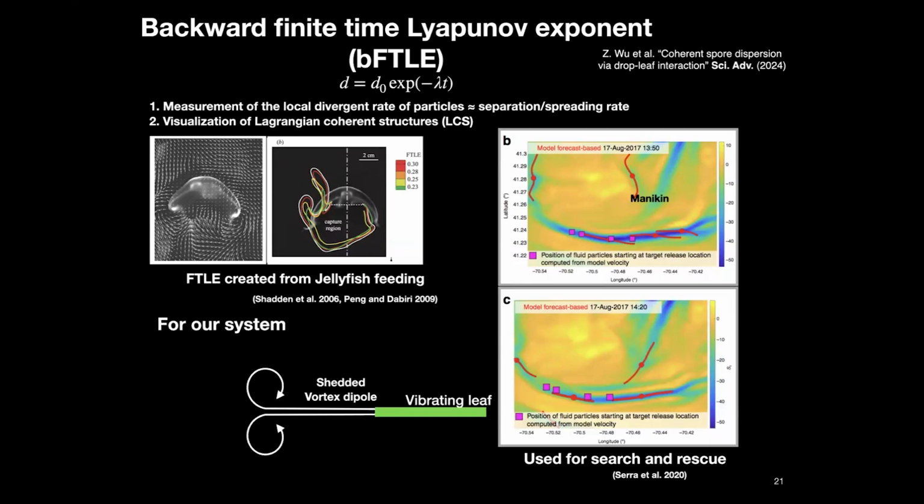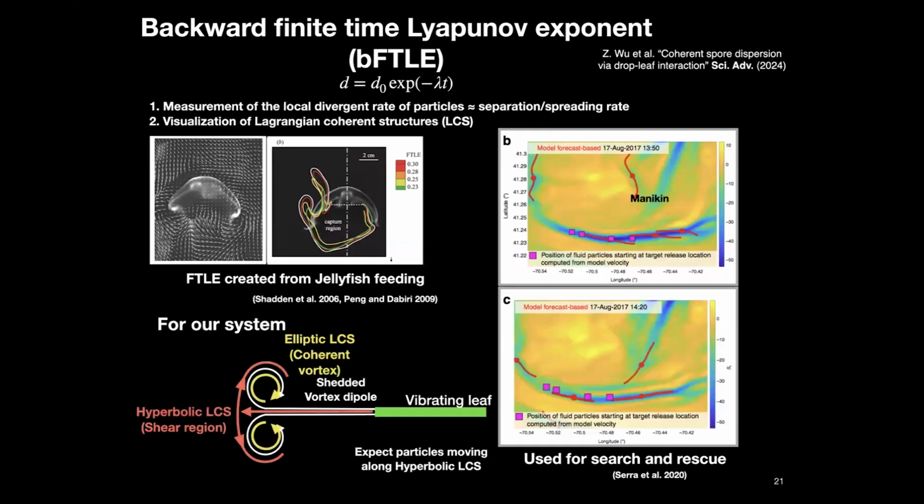analysis in our case, which is the leaf vibrating. As I mentioned, these are vortices or vortex dipoles shed from the edge of the leaf as the leaf is vibrating. Then there is the hyperbolic LCS, Lagrangian coherent structure. Hyperbolic LCS is the region where you have a stable manifold and unstable manifold. And where the vortices form is what we call the elliptic LCS. So this is what people use in this community.